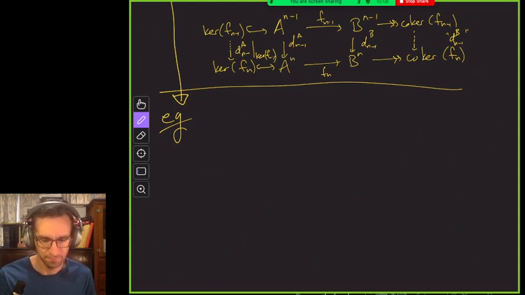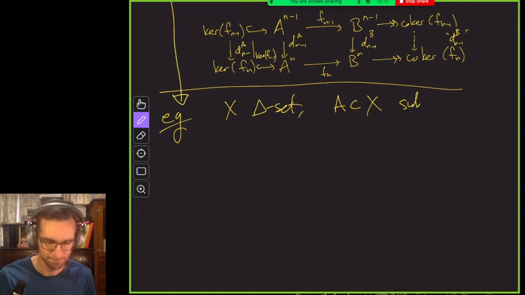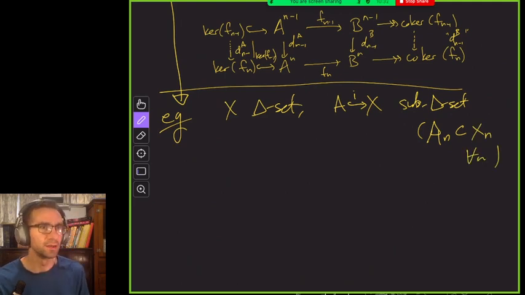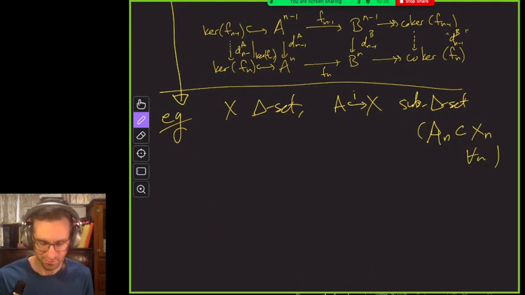a delta set X, call this map a name, call that i, a sub delta set, so A_n sits inside X_n for all n, then we call these two, X and A together, a pair of delta sets, and then we have the map, the restriction map.